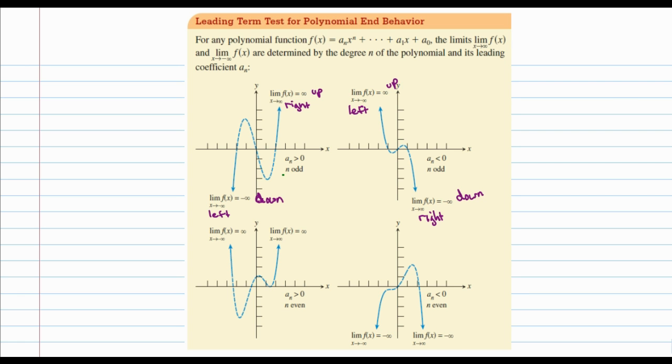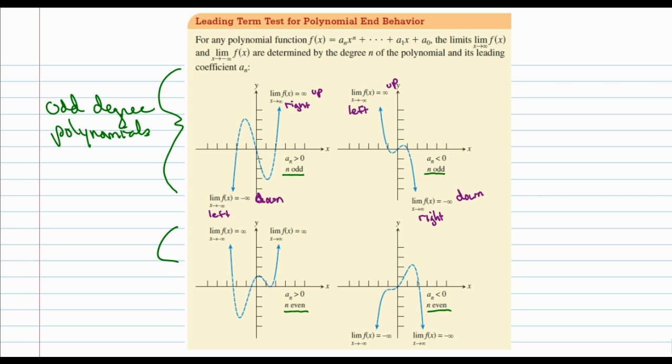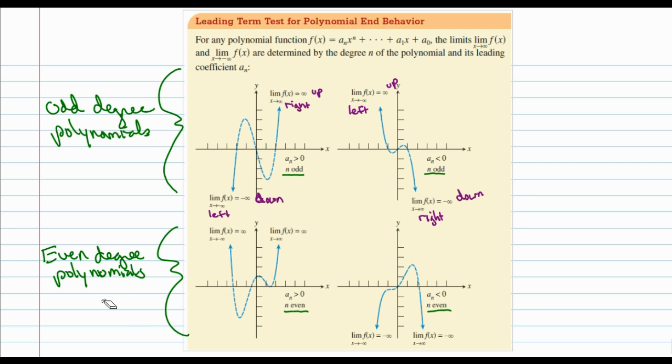Now if you notice, n is odd. These two behaviors happen with odd degree polynomials, which means down here, these will happen when n is even. So even degree polynomials. That does not mean that their symmetry is even or odd. It means their degree is even or odd.